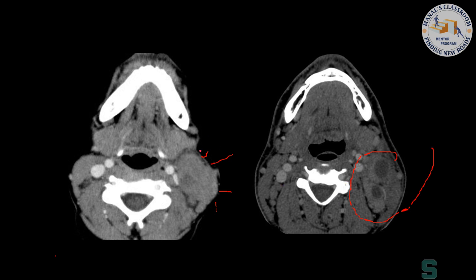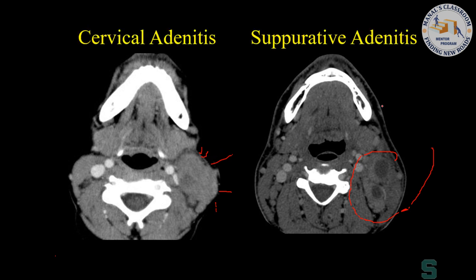So on the left-hand side, when we see a matted group of lymph nodes, this is what's referred to as cervical adenitis. On the right-hand side, we have pus in the lymph nodes, and we talked about this earlier. This is what we refer to as suppurative adenitis. So the lymph nodes have become pussed out and they contain pus. So this is suppurative adenitis. It's not an abscess. It's pus in the lymph nodes. And on the right-hand side, this is still treated with antibiotics. So everyone understand the difference between cervical adenitis and suppurative adenitis?